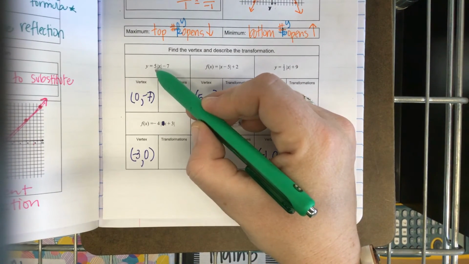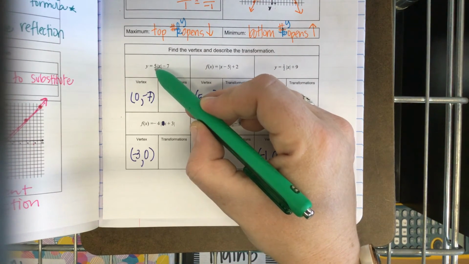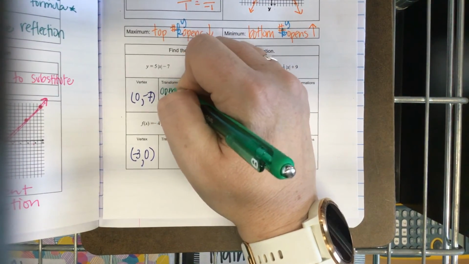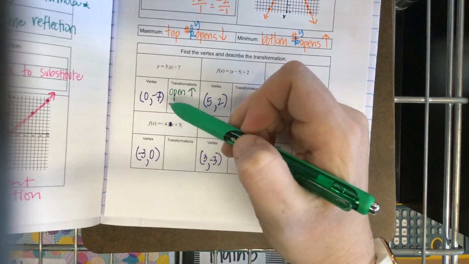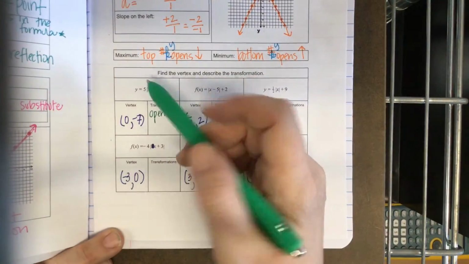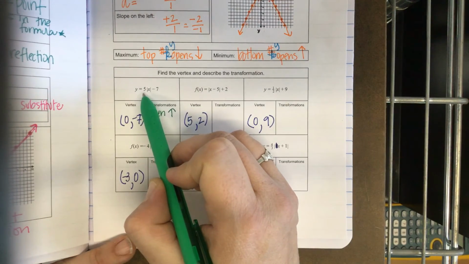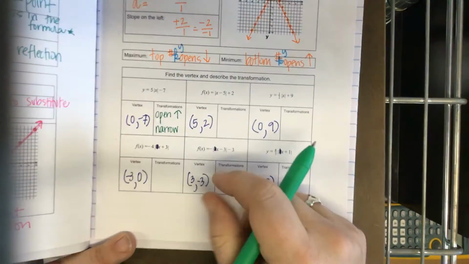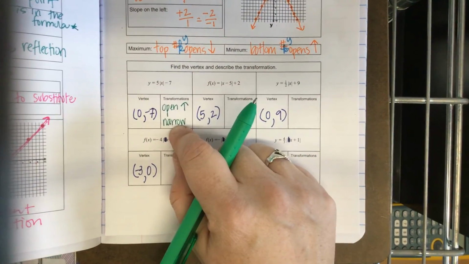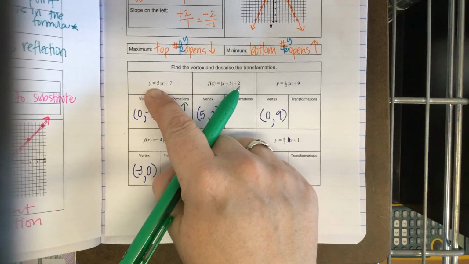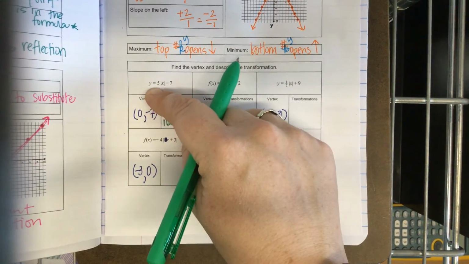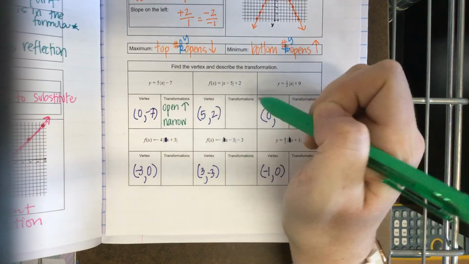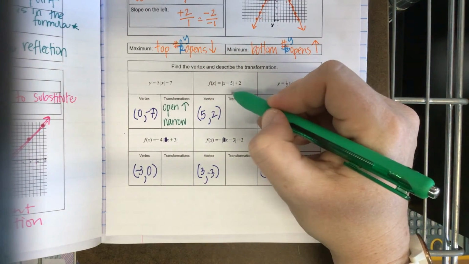Hold on. Actually, does it open up or down? Up. So how do we also tell, is it narrower, wider, or the same? Narrower. What's the slope? 5/1, meaning up 5/1. Yes? Okay, let's do this one.